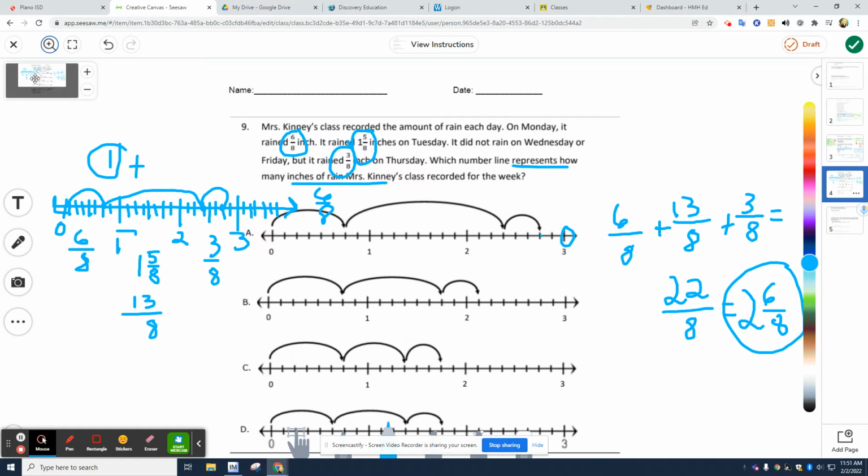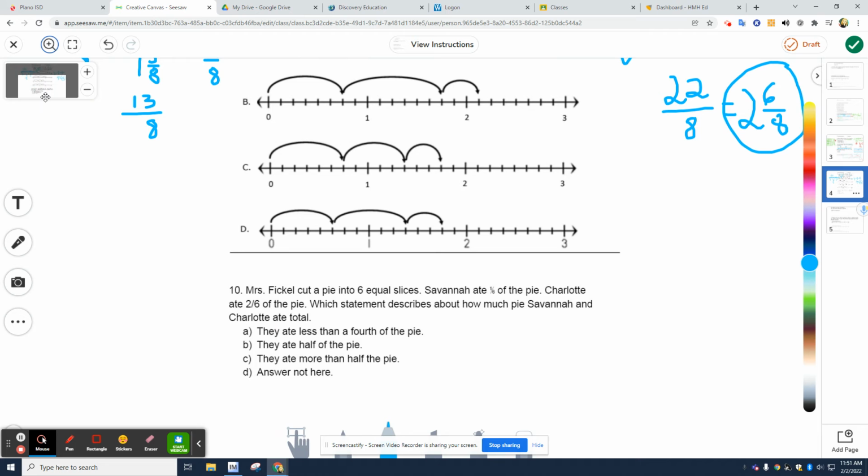And now I'm going to look at number 10. Mrs. Fickle cut a pie into 6 equal slices. Savannah ate 1/6 of the pie, and Charlotte ate 2/6 of the pie. Which statement describes about how much pie Savannah and Charlotte ate total? And then it says they ate less than a fourth, half of the pie, more than a half.